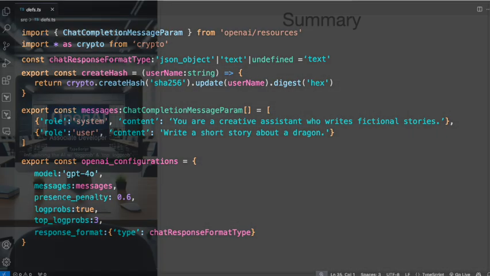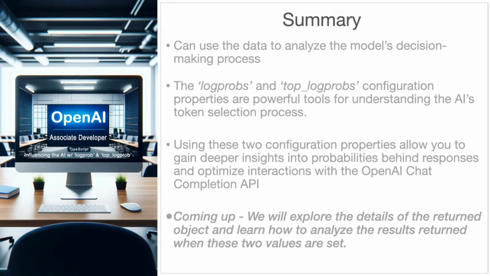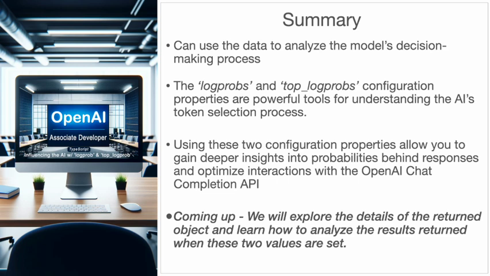In summary, by using the logprobs and top logprobs properties, you gain a deeper understanding of the model's inner workings. This can help you debug issues, fine-tune the model's responses, and make informed decisions about how to improve your applications. Remember, the logprobs and top logprobs properties are powerful tools for gaining insights into the AI's token selection process. By leveraging these properties, you can better understand the probabilities behind the generated responses and optimize your interactions with the OpenAI Chat Completion API.